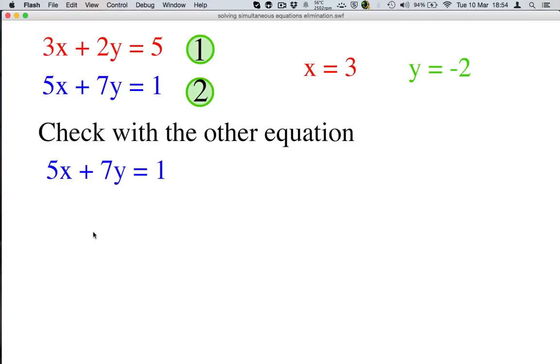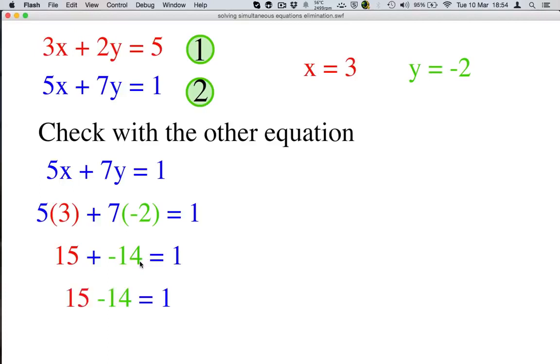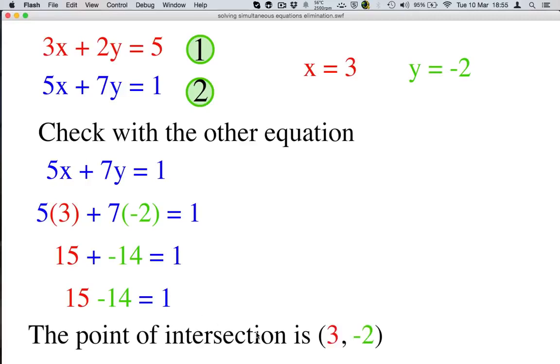So 5 times 3, 7 times minus 2. This gives me 5 3s are 15. 7 times negative 2 is negative 14. This really is the same as saying 15 take away 14 is 1, and that's true. So we can write our point of intersection, where the lines would cross if we graph this, as the point 3, negative 2.